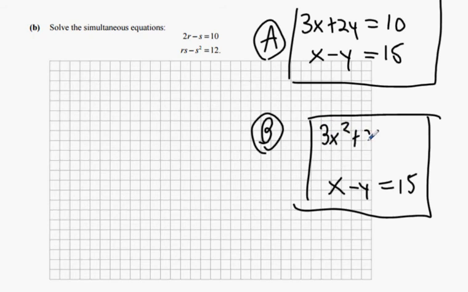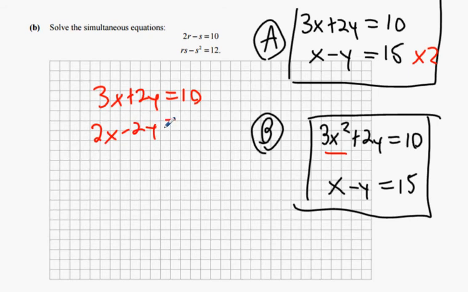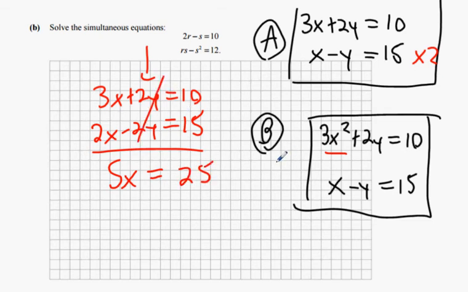What's the difference? It's a quadratic. If it has x squared in it, it's a quadratic, and it can't be done by the usual means. On the first one you multiply the bottom one by 2, and you get 3x plus 2y equals 10. You'll get 2x minus 2y equals 15, and then you add directly downwards to get 5x equals 25. You can't do type B like that.